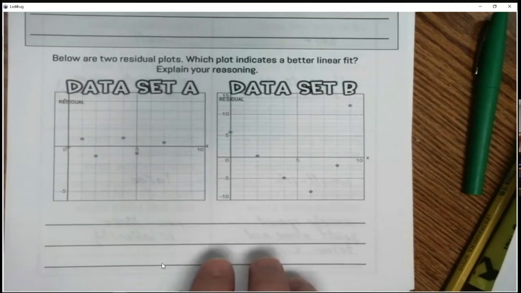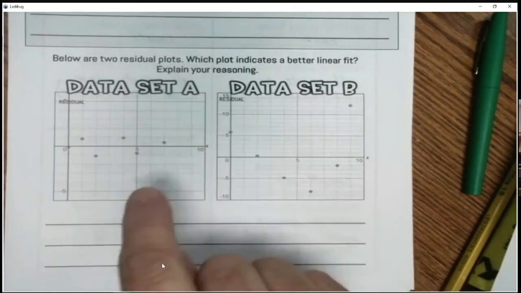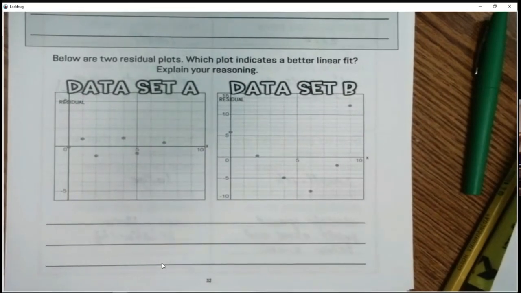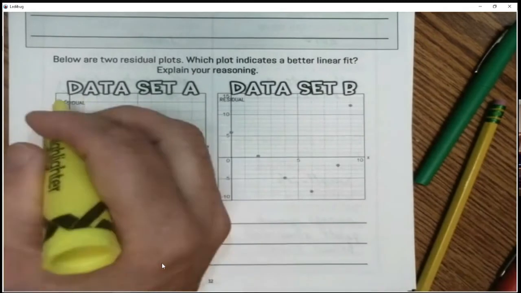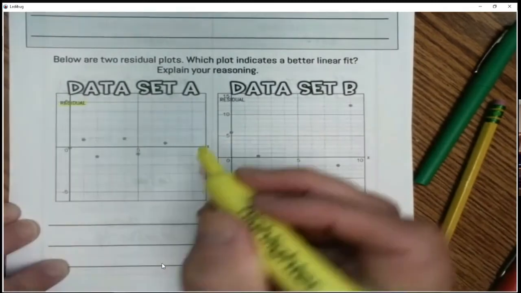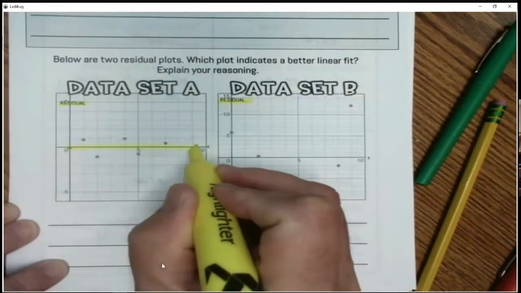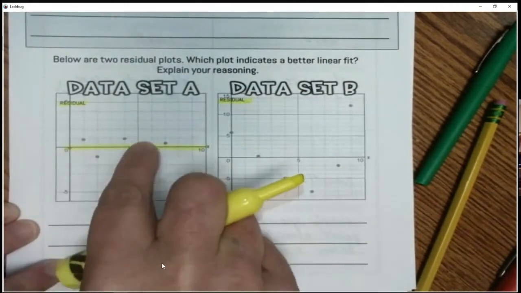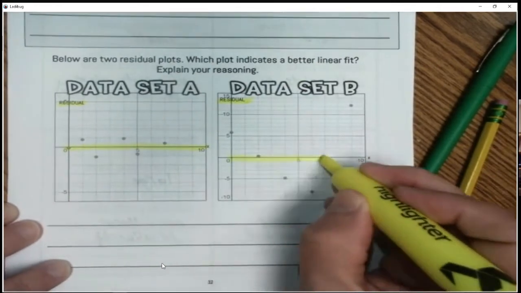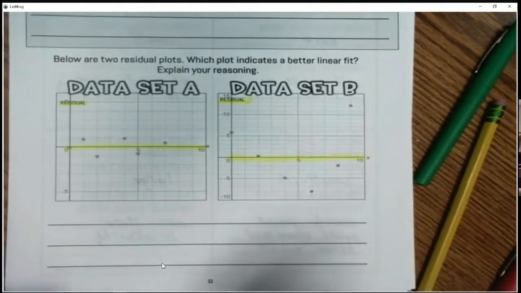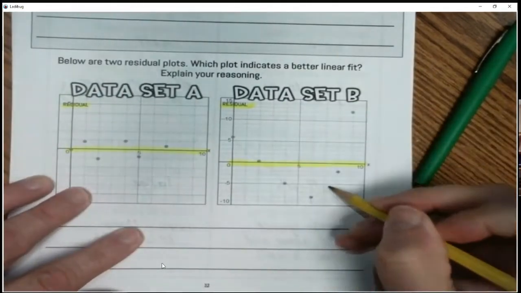This is in the handout in Google Classroom. Here's 2 residual plots. Which one is a better linear fit? Explain your reasoning. Well, this one we see, this is the residual plot again. This is not the actual data. This is the residuals. This is the x-axis. These are all pretty close. They're above and below. Here's the x-axis for this one. We see again, this doesn't even look linear.